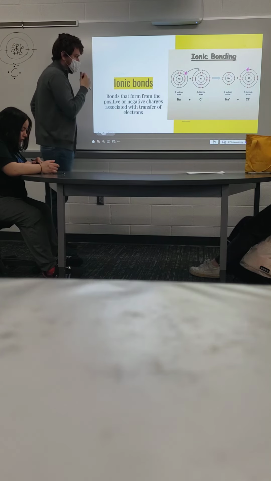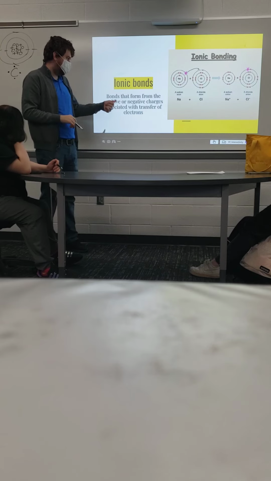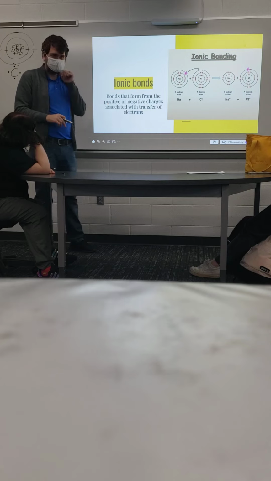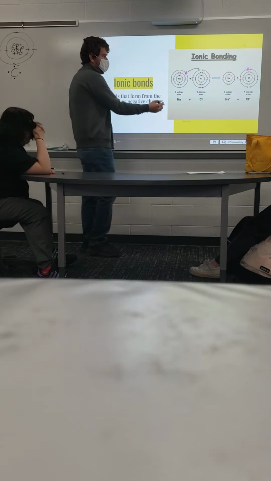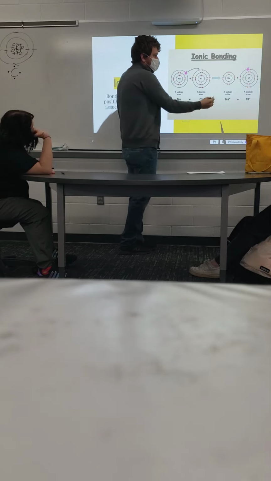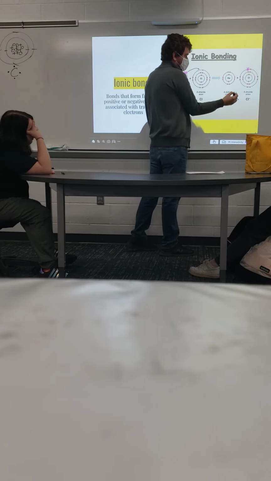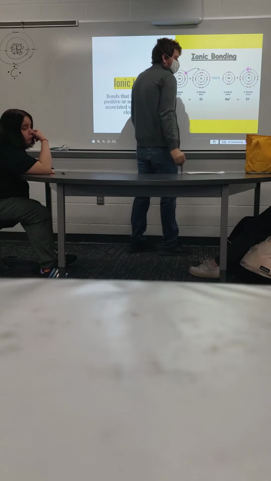Alright, so, ionic bonds. Bonds that form from the positive or negative charges associated with transfer of electrons. So we can see here, sodium is giving up 1 to chlorine. It forms sodium with a full outer shell and a chlorine with a full outer shell. This has a positive charge, this has a negative charge.